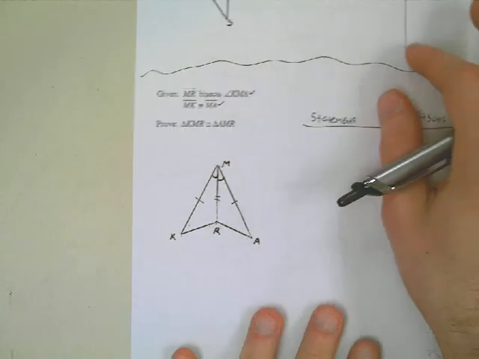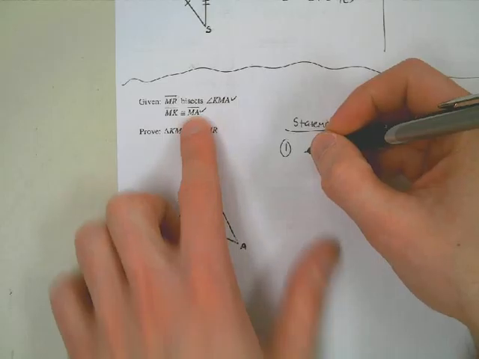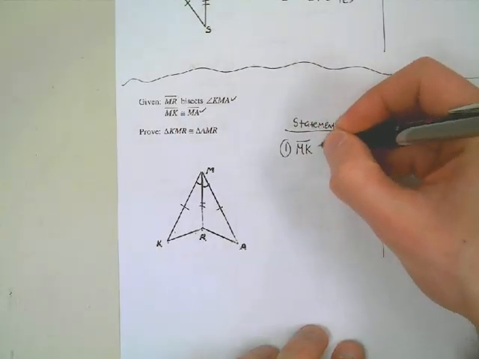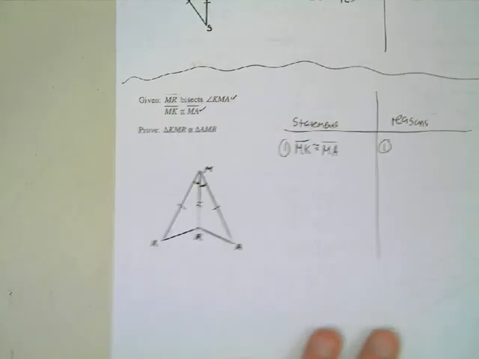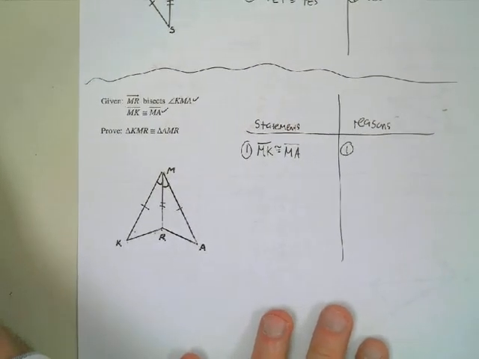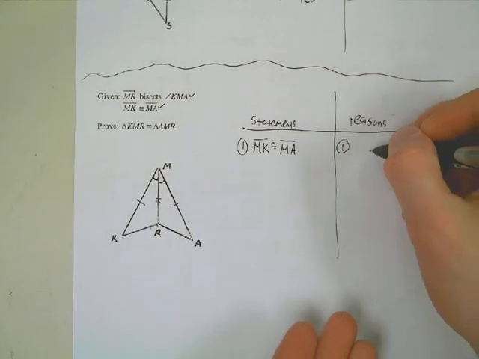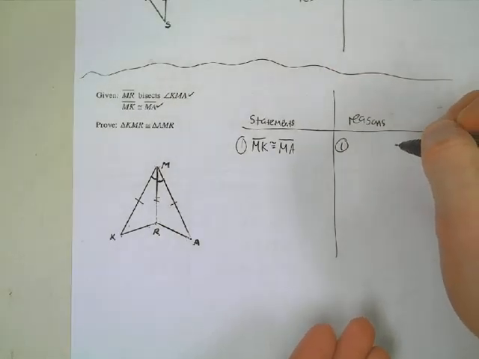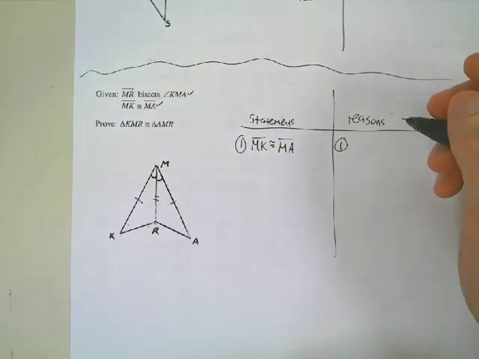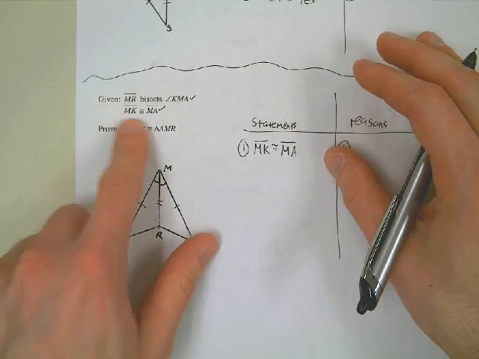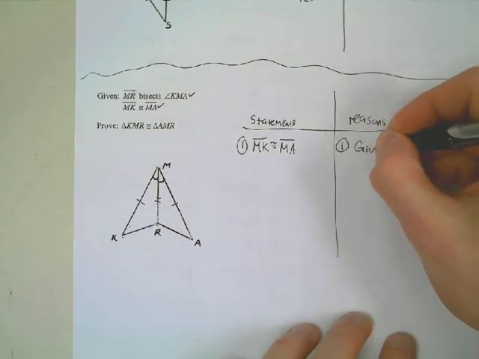Okay. MK was congruent to MA. That's what Josh told us, remember. So we'll write that here. And Josh, what would our reason be for knowing that? How do we know that was true? How do we know that this statement was true? Where do we get it from? It's in the given information, okay? It's given information, Josh. That one's an easy one because it's right there in the given.